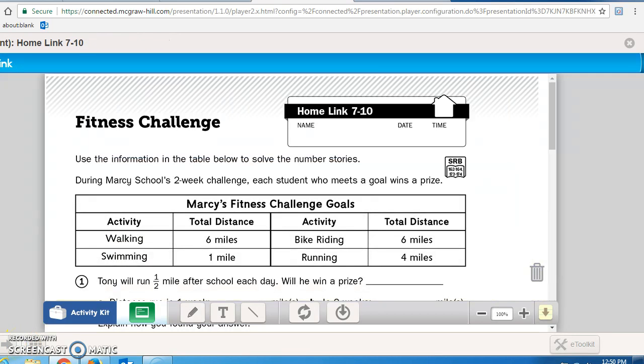The last assignment for lesson 710 is Math Masters page 284. Read this silently to yourself as I read it out loud. It says, use the information in the table below to solve the number stories. During Macy's School's 2-week challenge, each student who meets a goal wins a prize. Walking 6 miles, bike riding 6 miles, swimming 1 mile, running 4 miles.